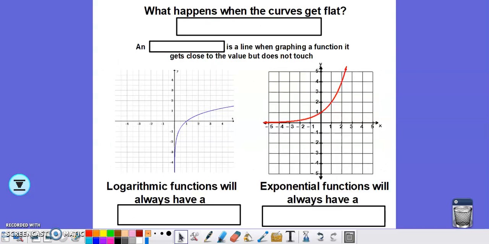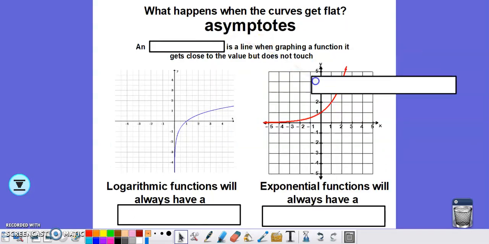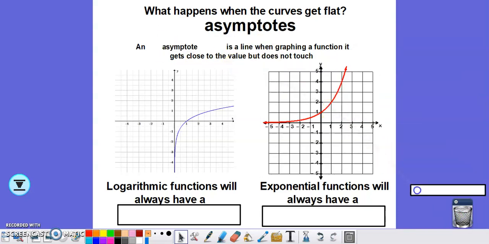So what happens when the curves get flat? Well, when the curves get flat, we have what are called asymptotes. An asymptote is a line. When graphing a function, it gets closer to the value, but doesn't actually touch the value. We usually will see them as dotted lines. It'll get really close to this, but won't actually touch that number.